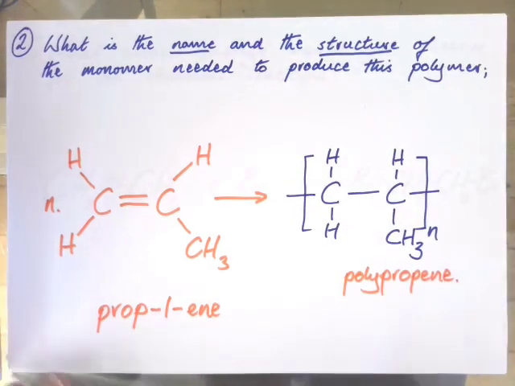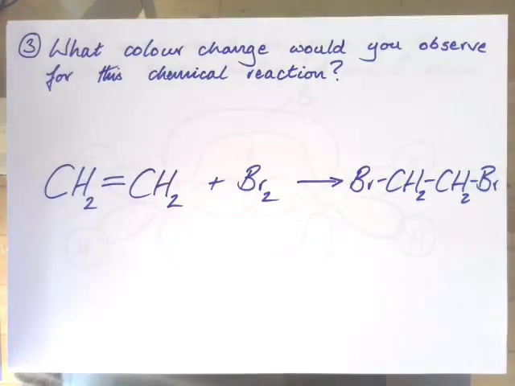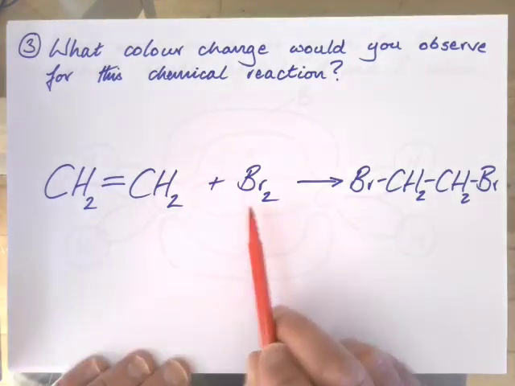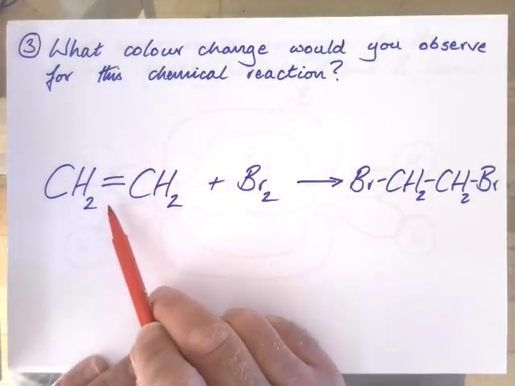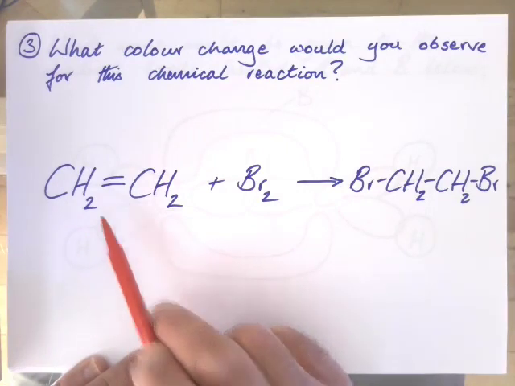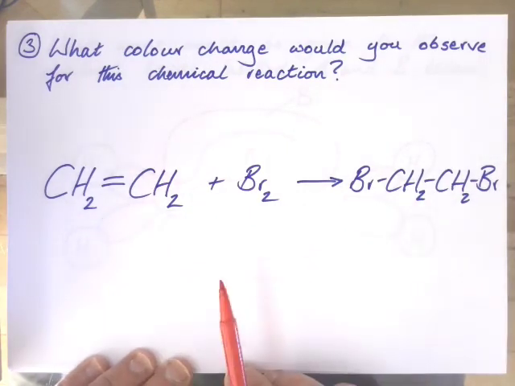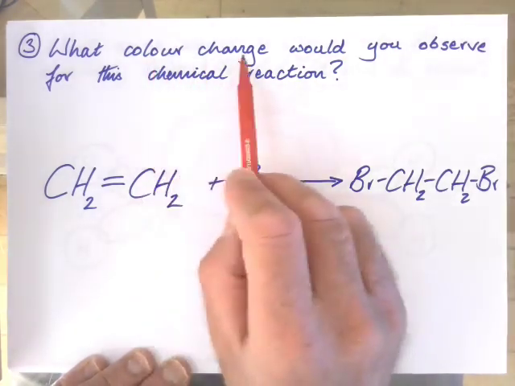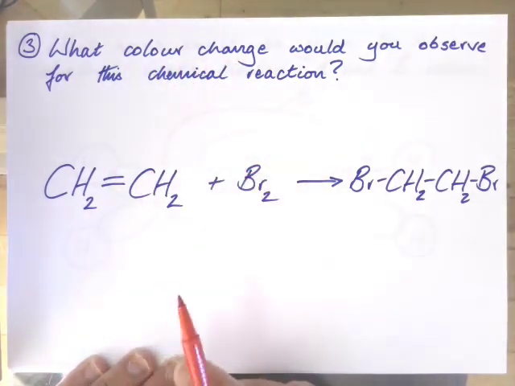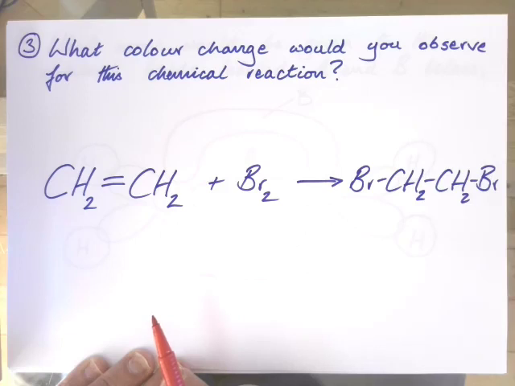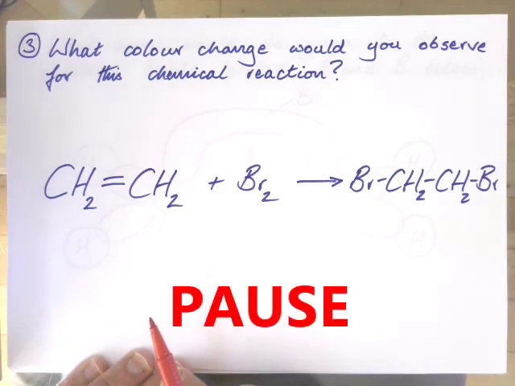Okay, right, so we're ready for question number 3. Right then. So, bromine reacting with ethene, giving us 1,2-dibromoethane. What I want to know here is what is the color change that you would observe for this reaction. Give yourself a little pause of the video, have a look at your poster if you need to, and think what the answer would be.